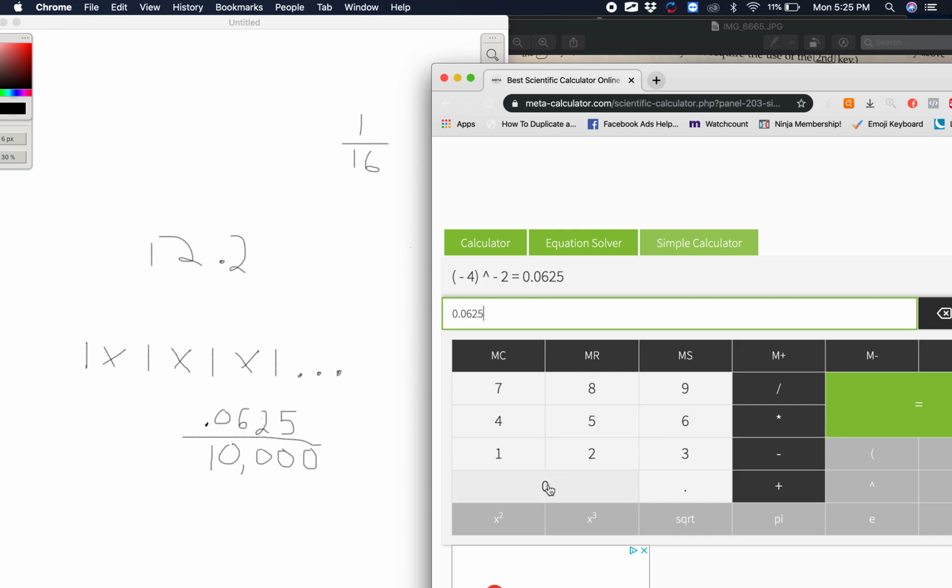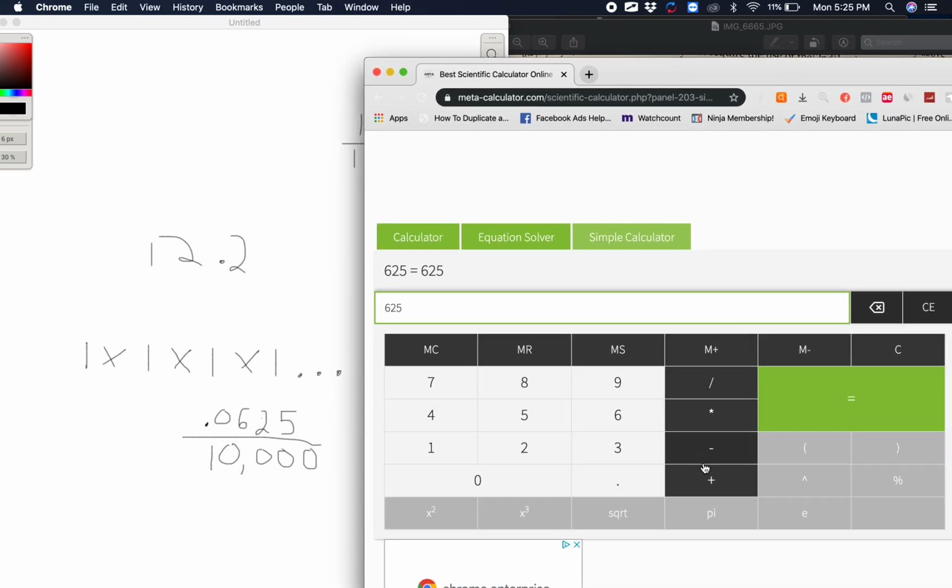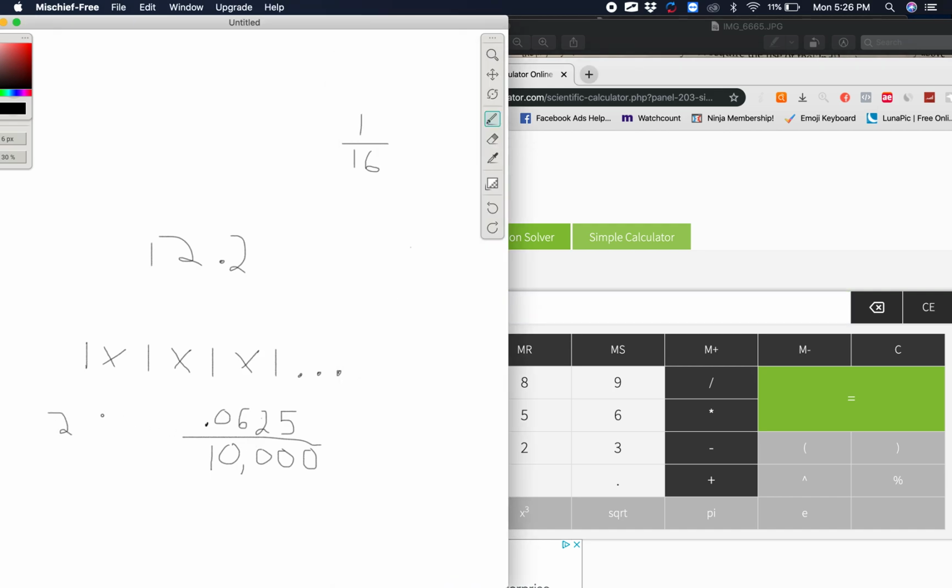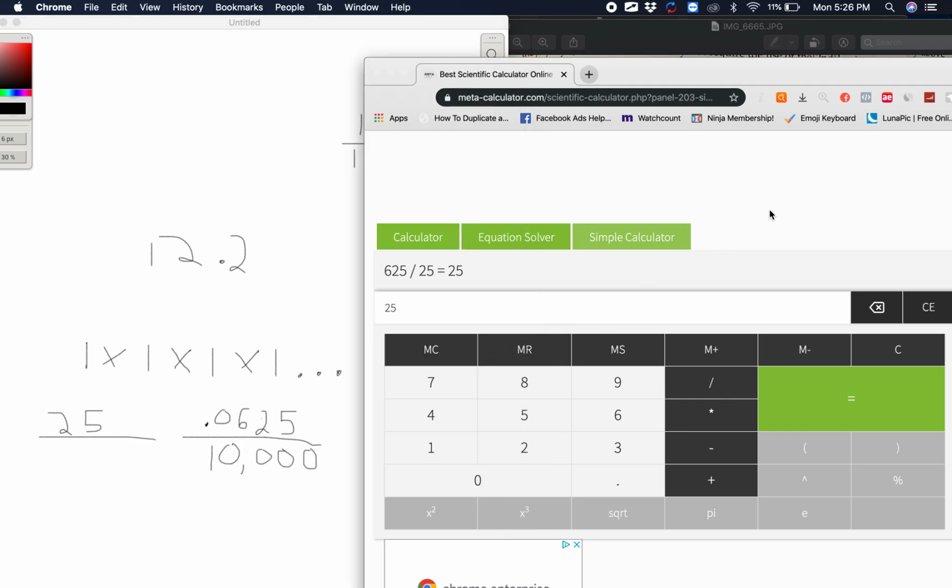So, let's clear this. 625 divided by 25 equals 25. Then 10,000 divided by the same number, 25, equals, as you can see up here, 400.